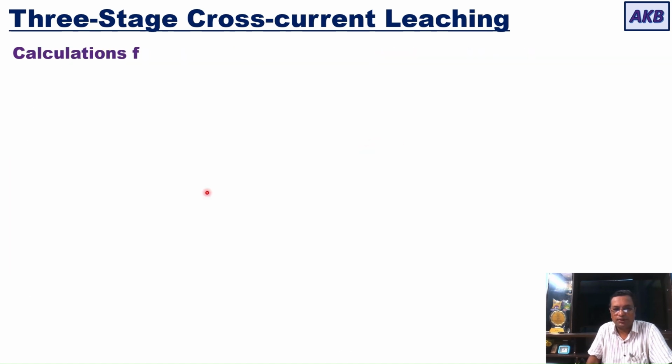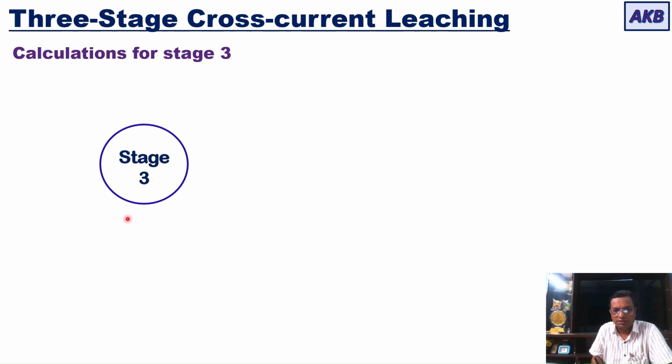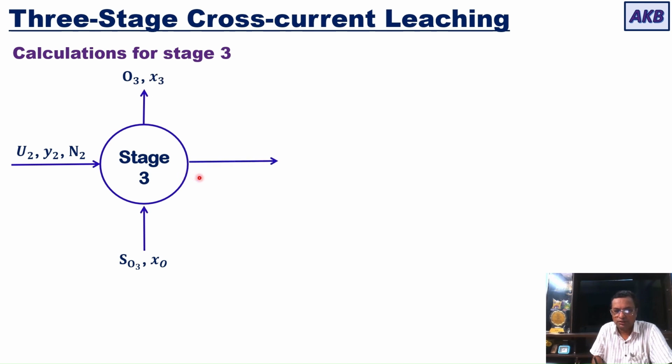So calculations for stage number 3. Let me show the stage. For stage number 3, the feed is the underflow that comes out of stage number 2. It is contacted with fresh solvent. It will produce its own overflow and its own underflow.